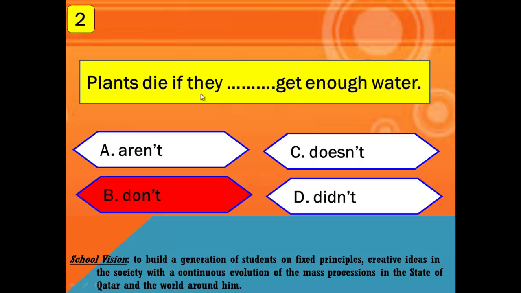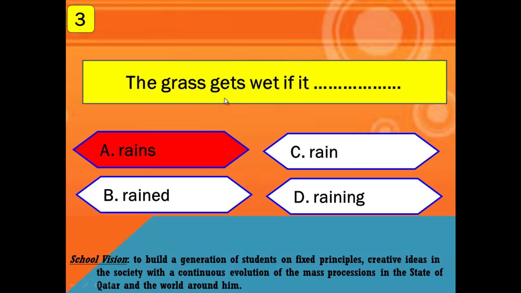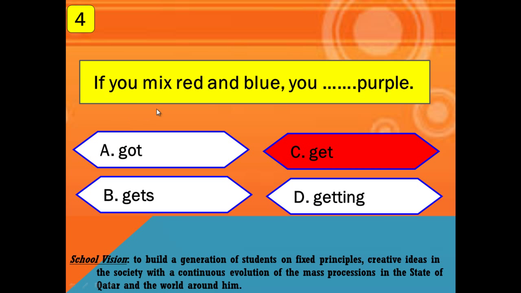The pronoun here is they. They, in affirmative, is followed by the verb without any adding. Okay, they get. In negative it is followed by don't. Okay. Sentence number 3, the grass gets wet if it rains, like becomes. Okay. For number 4, if you mix red and blue, you get purple. If we say he gets, etc.